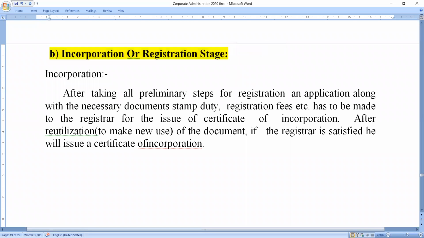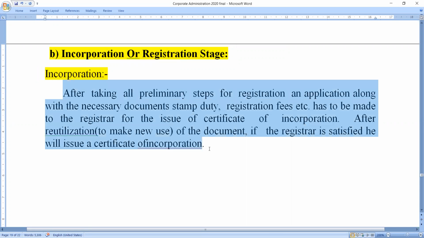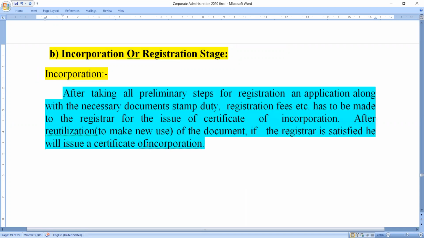Here in this incorporation stage, first of all, we should know about incorporation. After taking all preliminary steps for registration, an application along with the necessary documents, with stamp duty and registration fees, has to be made to the registrar for the issue of certificate.